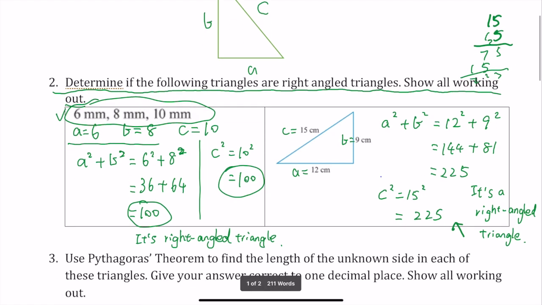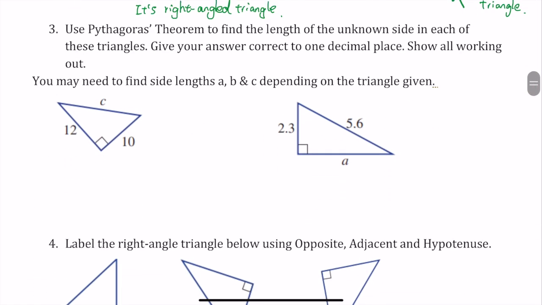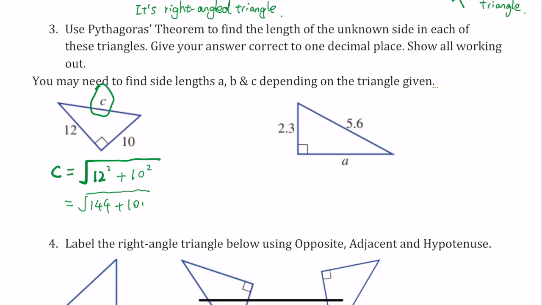Next, we're going to find out the value of C. C equals the square root of 12 squared plus 10 squared, equals the square root of 144 plus 100, equals the square root of 244.